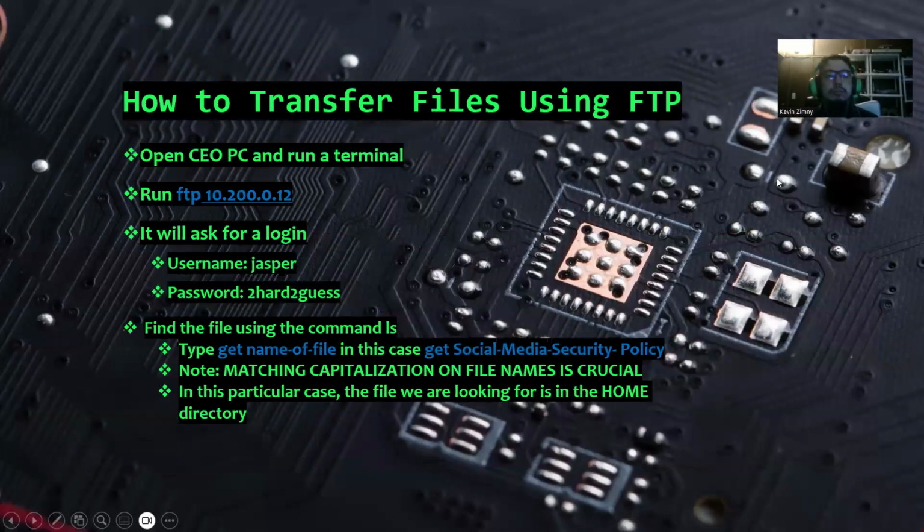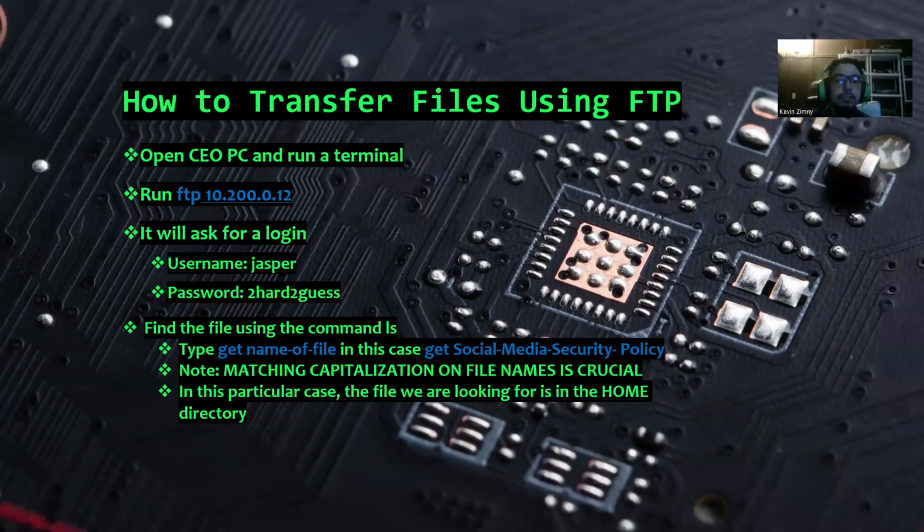Now we're going to learn how to transfer files using FTP. In this particular example, we're going to open up the CEO PC and run a terminal. Once the terminal is open, you're going to type in FTP 10.200.0.12. It's going to ask for a login. For this particular example, the username is Jasper and the password is too hard to guess. Making sure that all your capitalization matches what the credentials are.